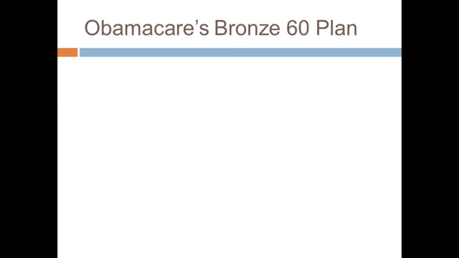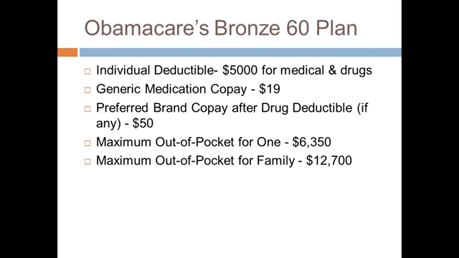I'm just going to break down how it affects the prescription industry. The bronze plan will become the most popular because it's the least expensive, but there's a big problem in it. If you look where it says individual deductible, some of you may or may not know what that means. What it means is $5,000 must be paid by the client, by the individual, for their hospitalization and/or drugs before copays kick in.